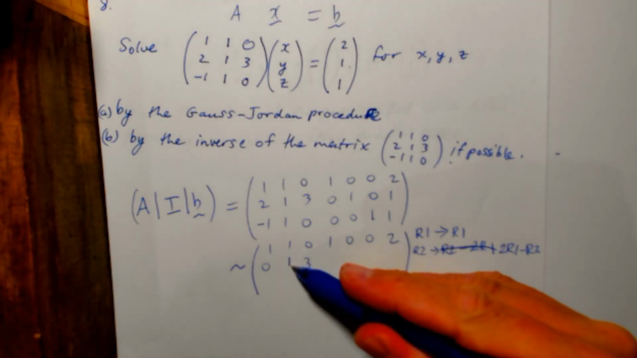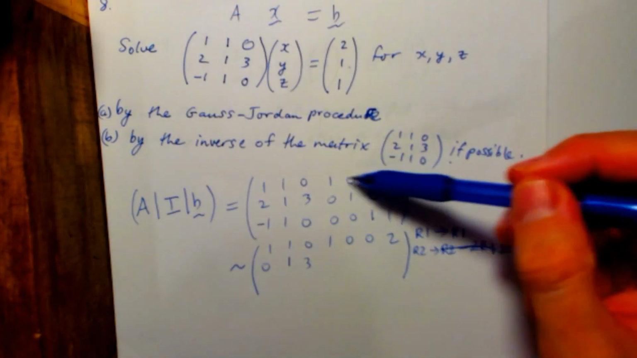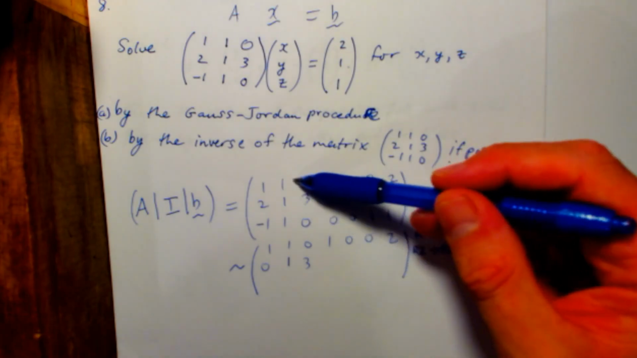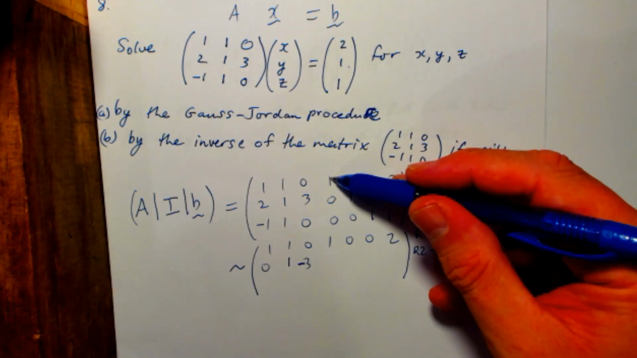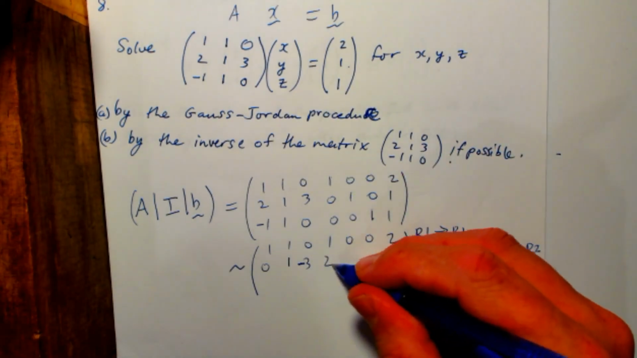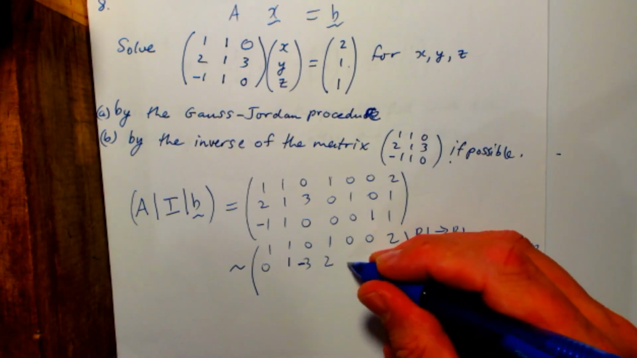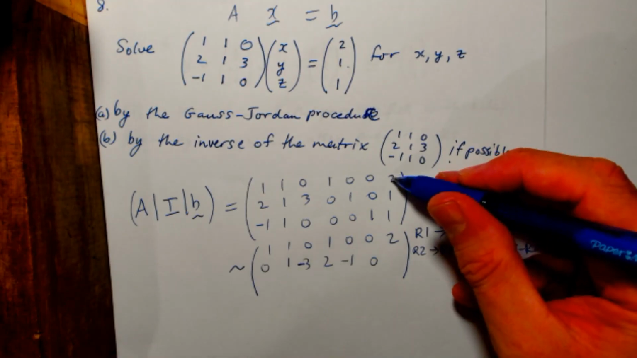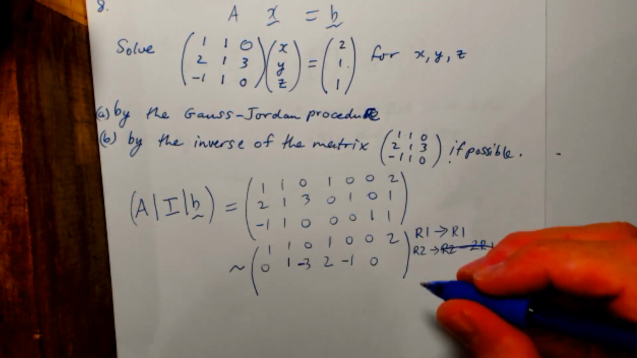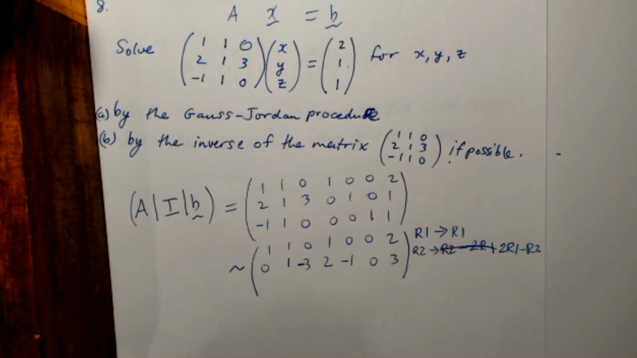Okay, because that gives us a plus here. So twice this minus this. So that gives us a minus 3 here. Okay, then 2 minus 0 is 2. 0 minus 1 is minus 1. 0 minus 0. 4 minus 1 is 3. Okay, good.